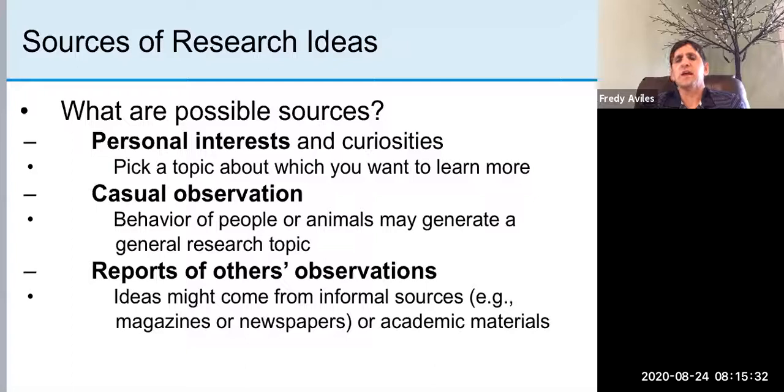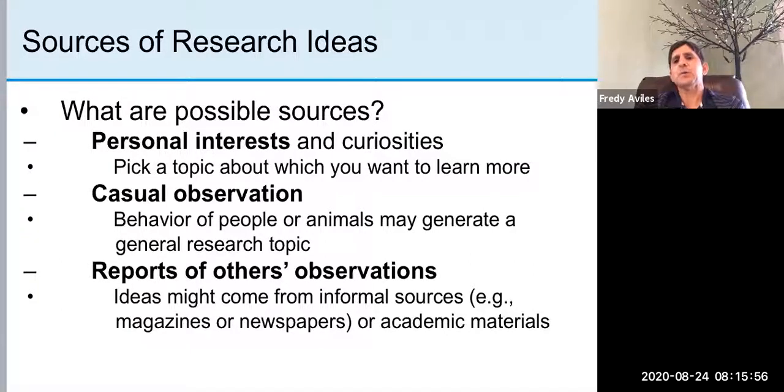Or you can start with a casual observation, right? Maybe it's not something you're so much interested in, but something you noticed, okay? And maybe you want to learn more about that. So, the behavior of people usually will spark some ideas, all right? Or maybe even the behavior of animals, like looking at your cat can, believe it or not, spark some ideas.